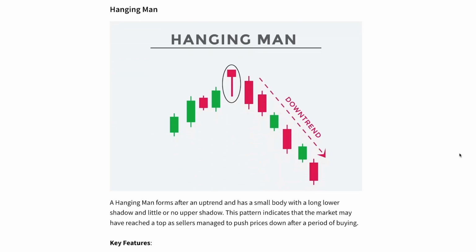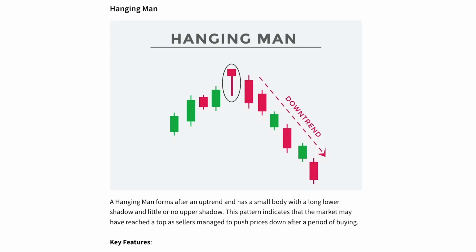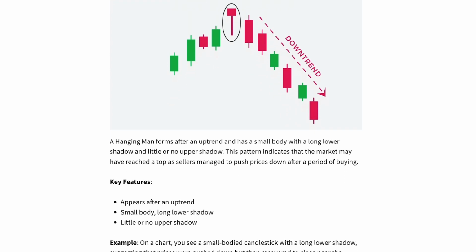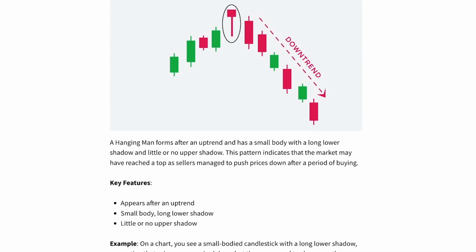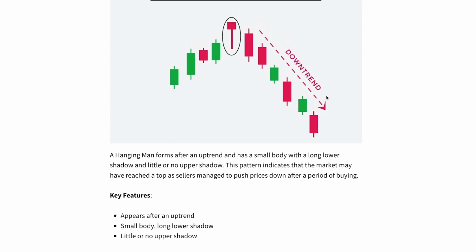Here we've got a hanging man. This forms after an uptrend, has a small body with a long lower shadow, and little to no upper shadow. This pattern indicates that the market may have reached a top, as sellers managed to push the prices down after a period of buying. So it appears after an uptrend, small body, long lower shadow, little to no upper shadow. So again, that's hanging man.